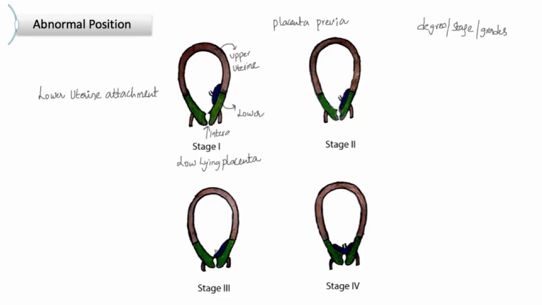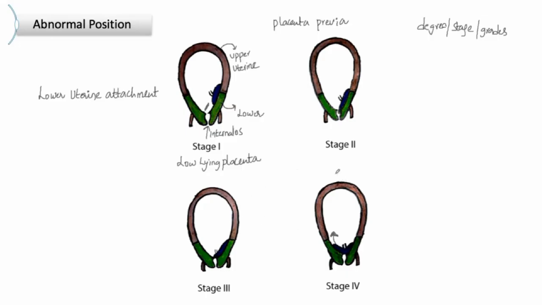In the first part, this is the internal os, and this is the placenta. It is not reaching the edge, but in stage 2 it is reaching the edge. In stage 3 it is covering the edge, and in stage 4 it is crossing the edge of the internal os. It is going to the opposite side and attaching there. So these are the different stages.